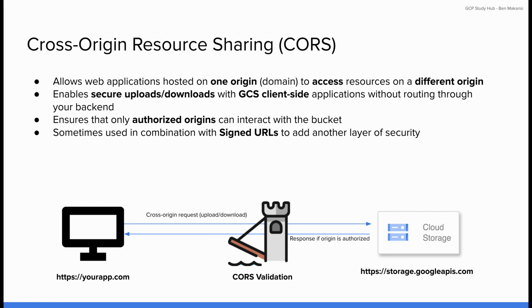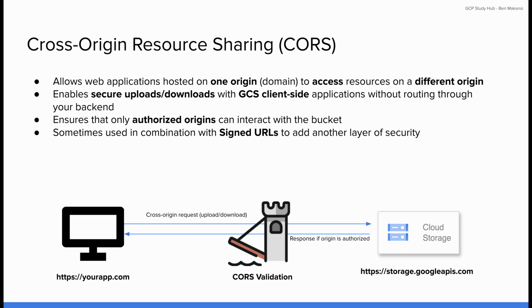Now let's look at a diagram at the bottom. It's a simple diagram, but it does illustrate the concept well. A user's browser sends a request from another domain, such as yourapp.com. I'm just using that as an example, to a cloud storage bucket. And this is what I was talking about, where storage.googleapis.com is not the domain where the request is coming from, but if CORS is enabled to allow requests from yourapp.com in this case, then the request is allowed to pass through.